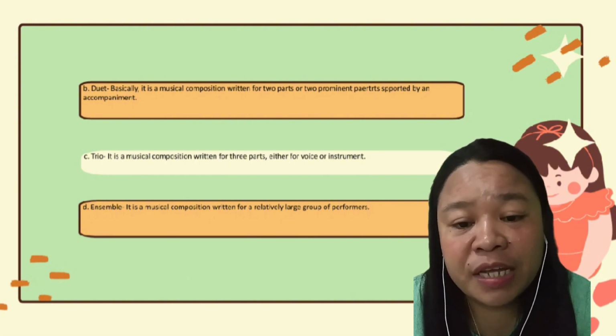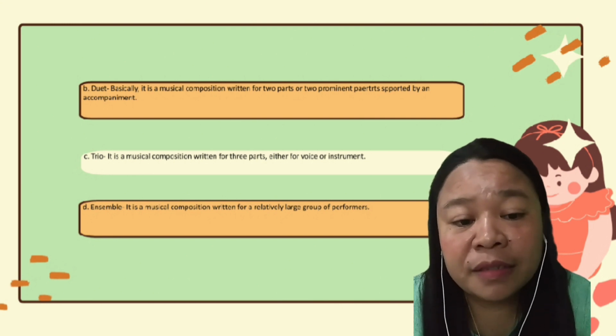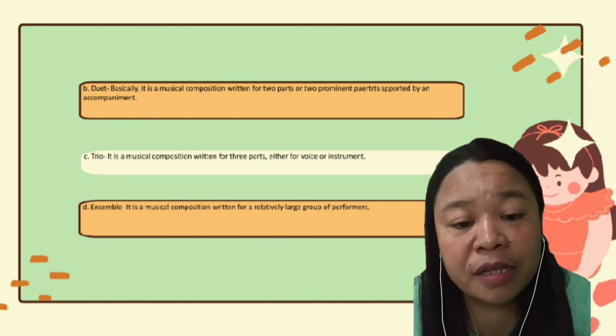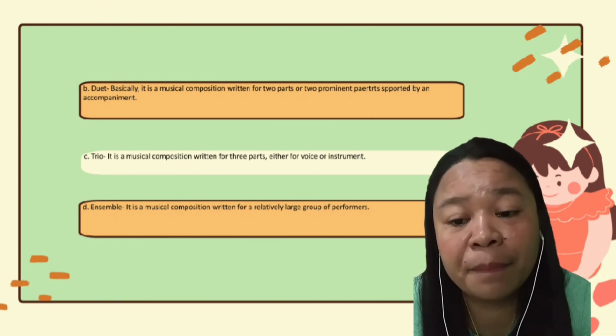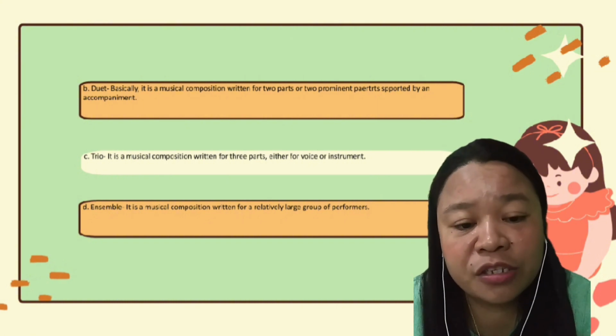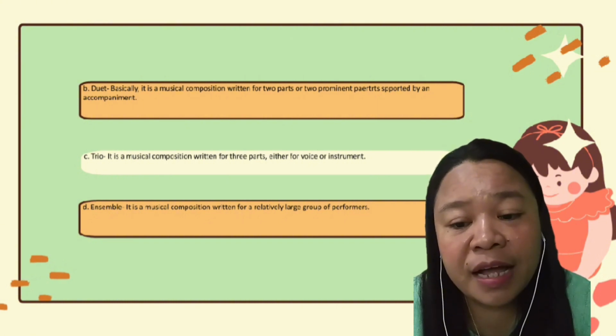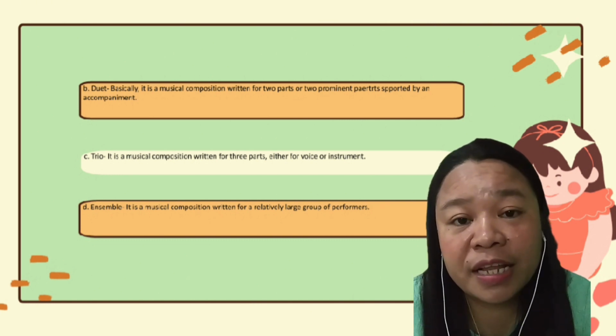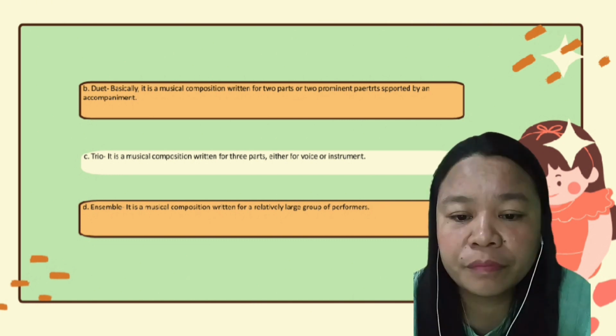Ang duet sa musika ay isang anyo ng pagtatanghal kung saan dalawang tao, karaniwang mga mang-aawit, instrumentista o parehong mang-aawit at instrumentista ang nagtatanghal ng magkaibang mga bahagi o tinig sa isang musikal na komposisyon.